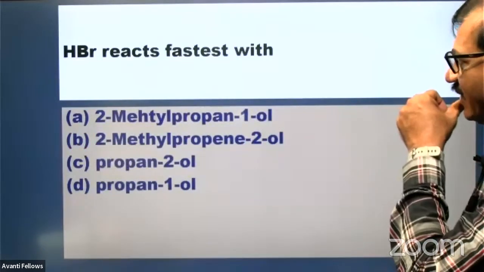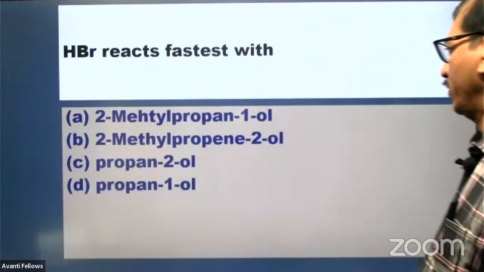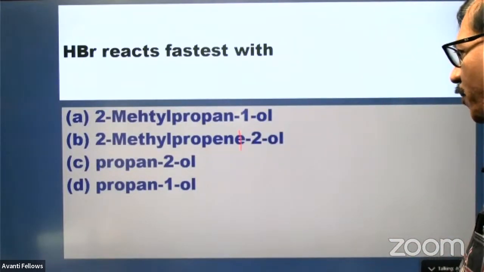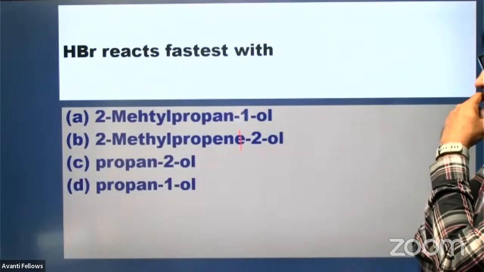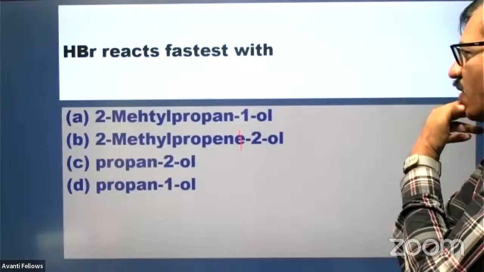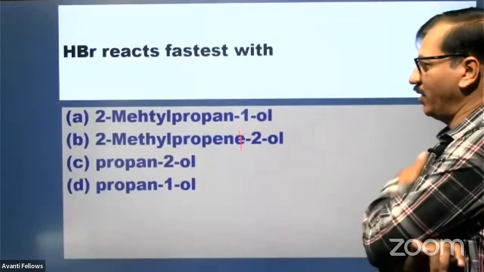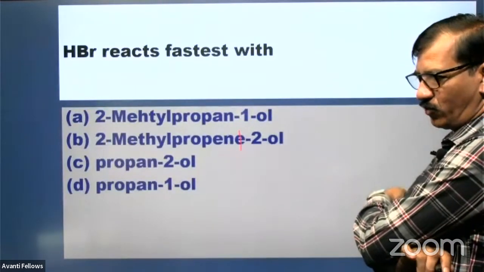HBr reacts faster with: 2-methyl propan-1-ol, propan-1-ol, 2-methyl propan-2-ol, propan-2-ol. Option B, sir. 2-methyl propan-2-ol, propan-2-ol. Why have you chosen B?